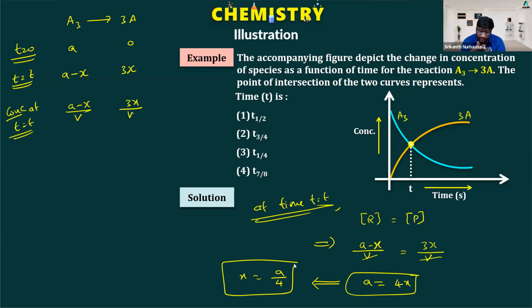So what is the time? T 1 by 4, or not? T 1 by 4 is the time required for 1/4 of the reaction to be done. So this time is nothing but T 1 by 4. X is equal to A by 4 means initially A moles are there, A by 4 moles have been converted to products. That means we can say 1/4 of the reaction has been done. So T 1 by 4 is the right option.